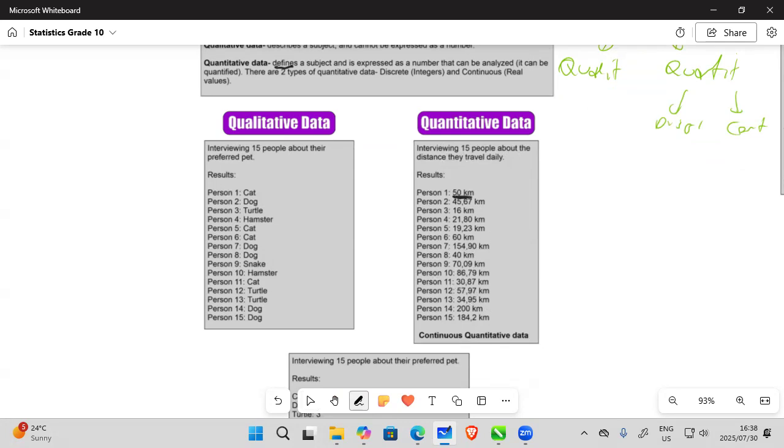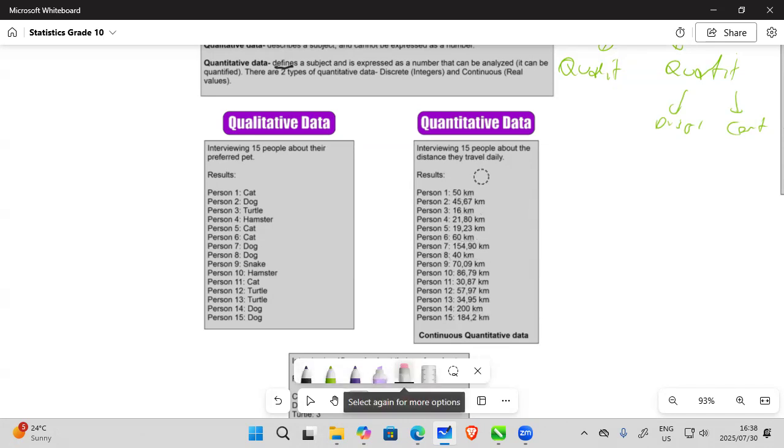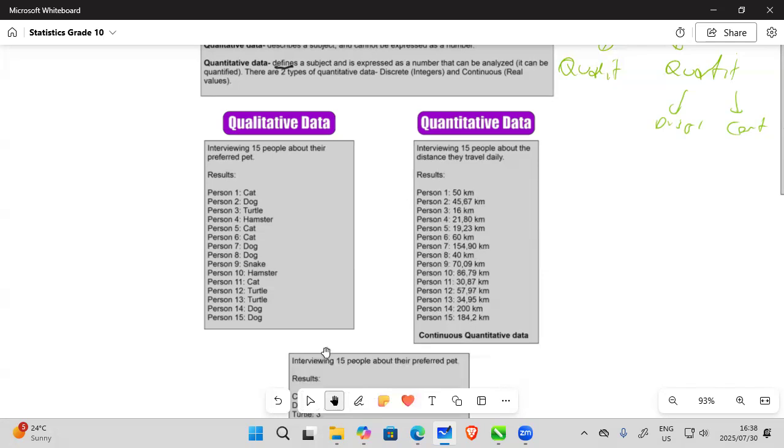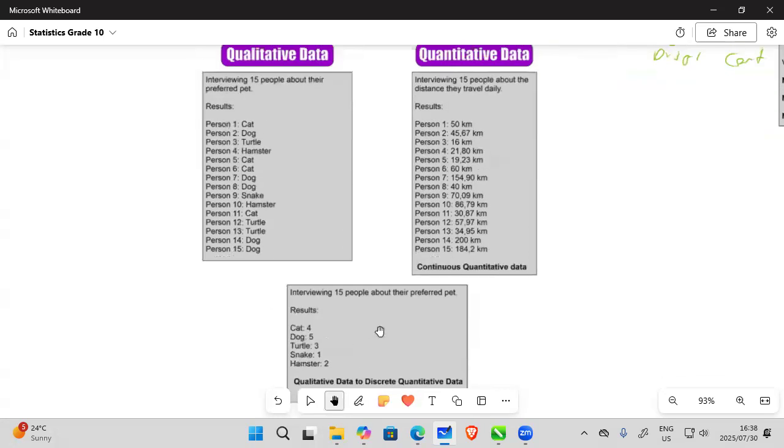But these values here, 50, 16, 60, 40, and 200 would be an example of discrete quantitative data. But obviously, we can't use that here because we're talking about a distance. It can never be like a rounded off amount. Very unlikely.